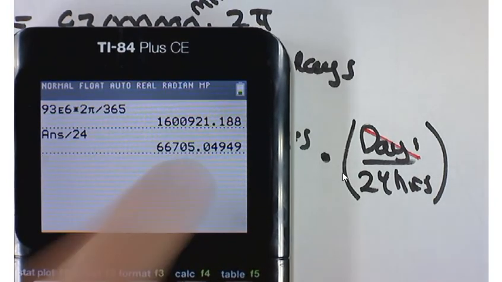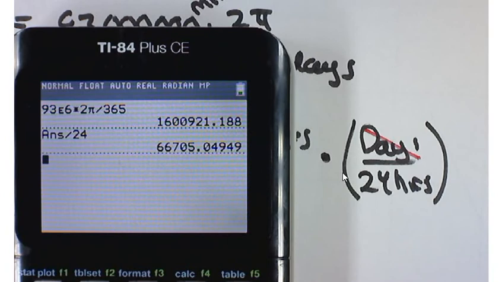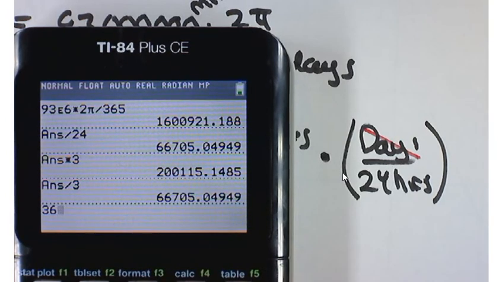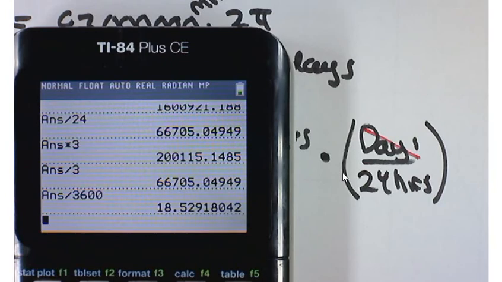So 67,705 miles per hour. So if you multiply that by 3, about 200,000 miles during the length of this class. Wow, not bad. Now there's 3,600 seconds in an hour. So if I divide that by 3,600 seconds, you're moving at about 18.5 miles per second. So, woohoo! That's pretty fast.